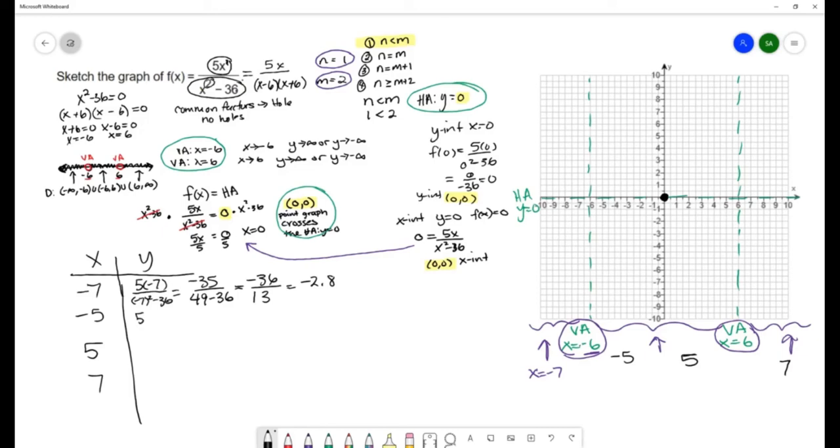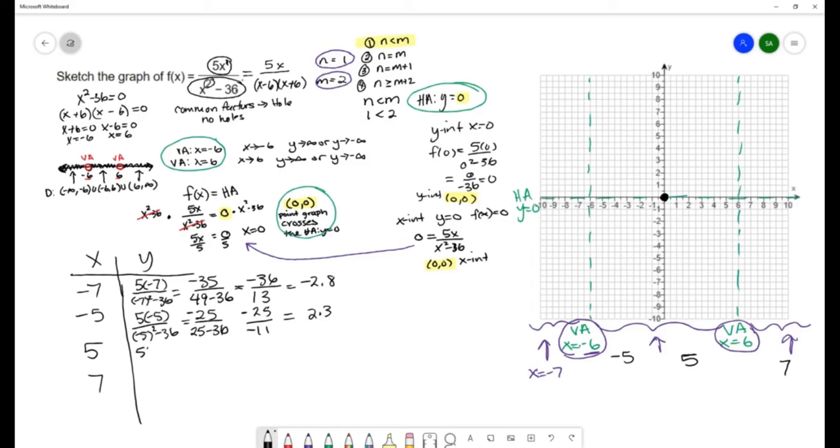We'll do the same thing with the rest of the values. We have 5 times -5 over -5 squared minus 36. That's -25 over 25 minus 36. 25 minus 36 is -11. And this 25 should be negative, since 5 times -5 is -25. So -25 divided by -11, we've got a positive 2.3.